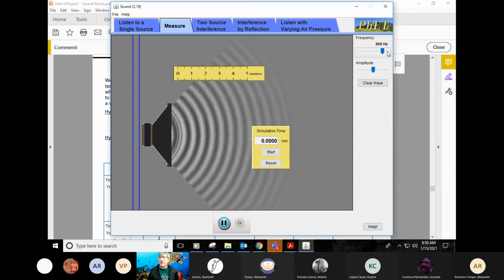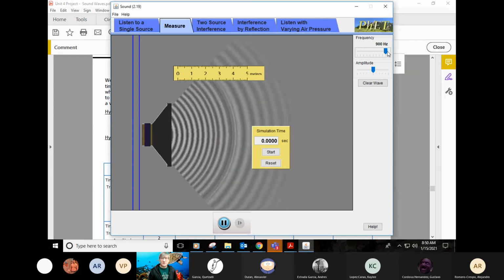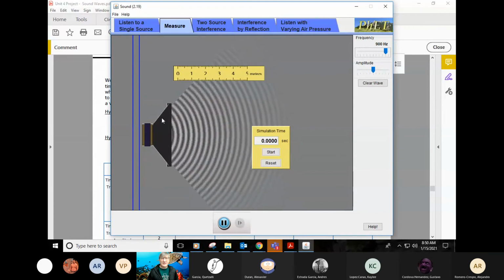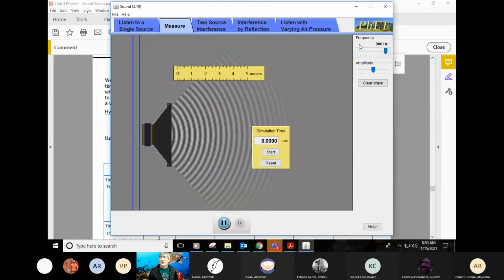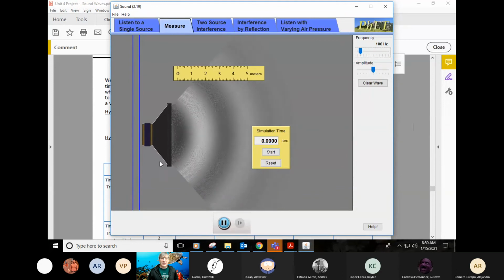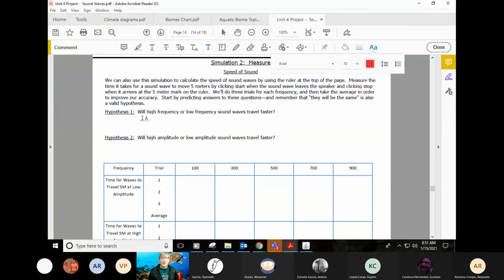So high frequency would be when it looks like this. They're shorter waves and there's a lot of them. Look how fast the speaker is vibrating. Compared to low frequency sound waves, not as many waves, they're wider. The speaker's vibrating much slower. Make a prediction. Do you think the high frequency, which is the high pitch, like from a flute, or do you think the low frequency, like from a tuba, which ones do you think will travel faster? Go ahead, write down your prediction now.